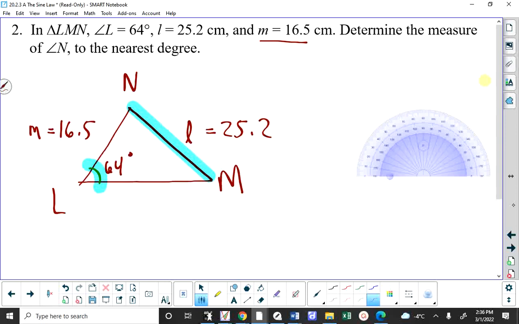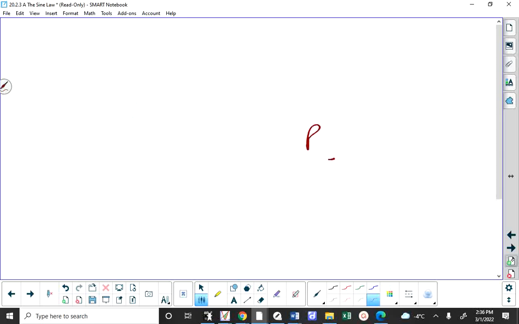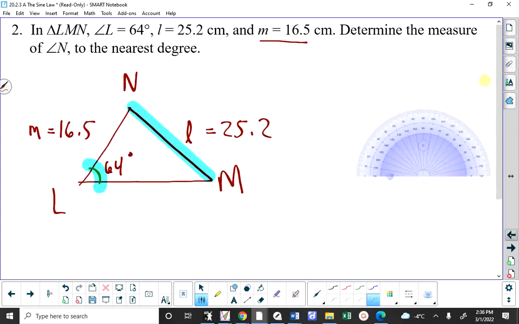Is it clear that we can't find M directly right out of the gate because we don't know side M? So when I talk about P over sine P equals Q over sine Q, and I say you need to know a pair, you also need to know half of the other pair, don't you? So in this diagram, we can't find N directly because we don't know little n. But we can use the pair of L's and half of the pair of M's to find the other M and then go from there.